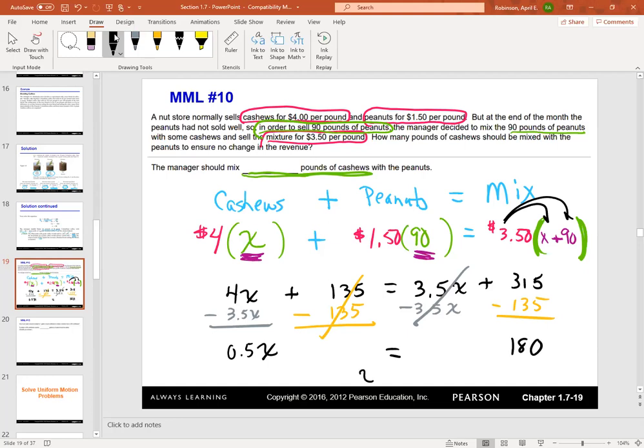And to solve for X, I'm just going to take the 180 and divide it by the 0.5. And that comes out to be 360. And we're talking pounds here. That's a lot of cashews.